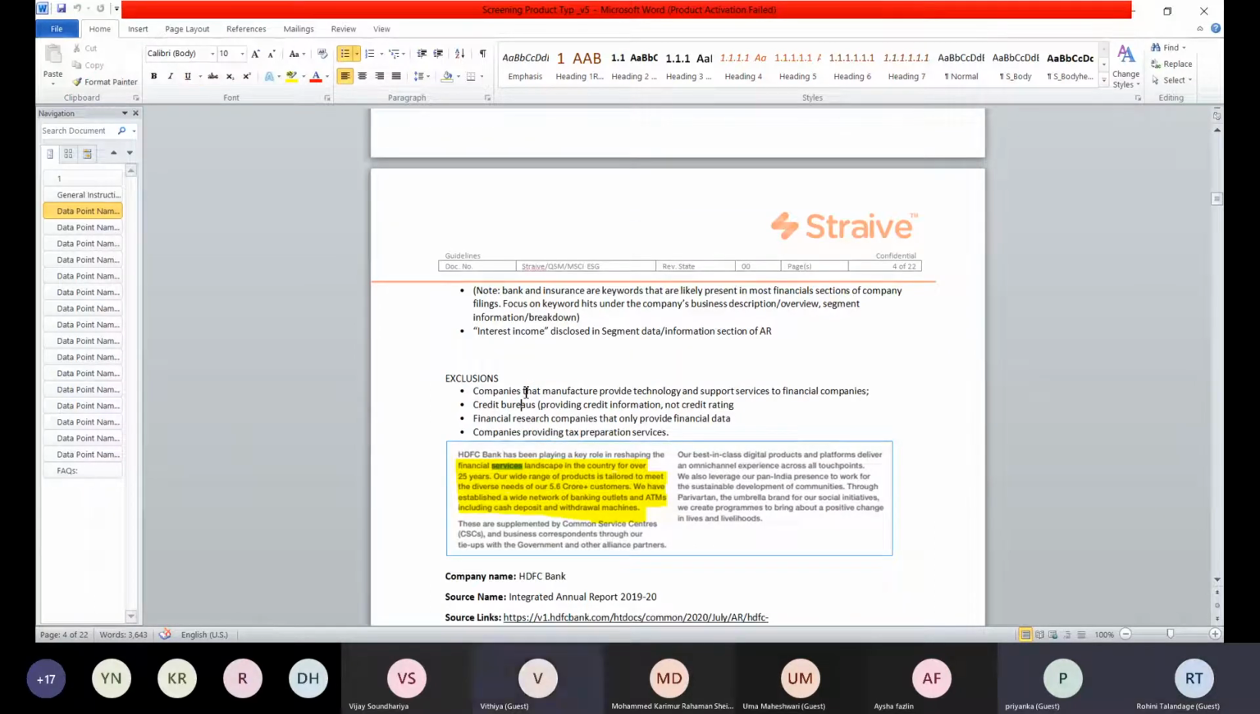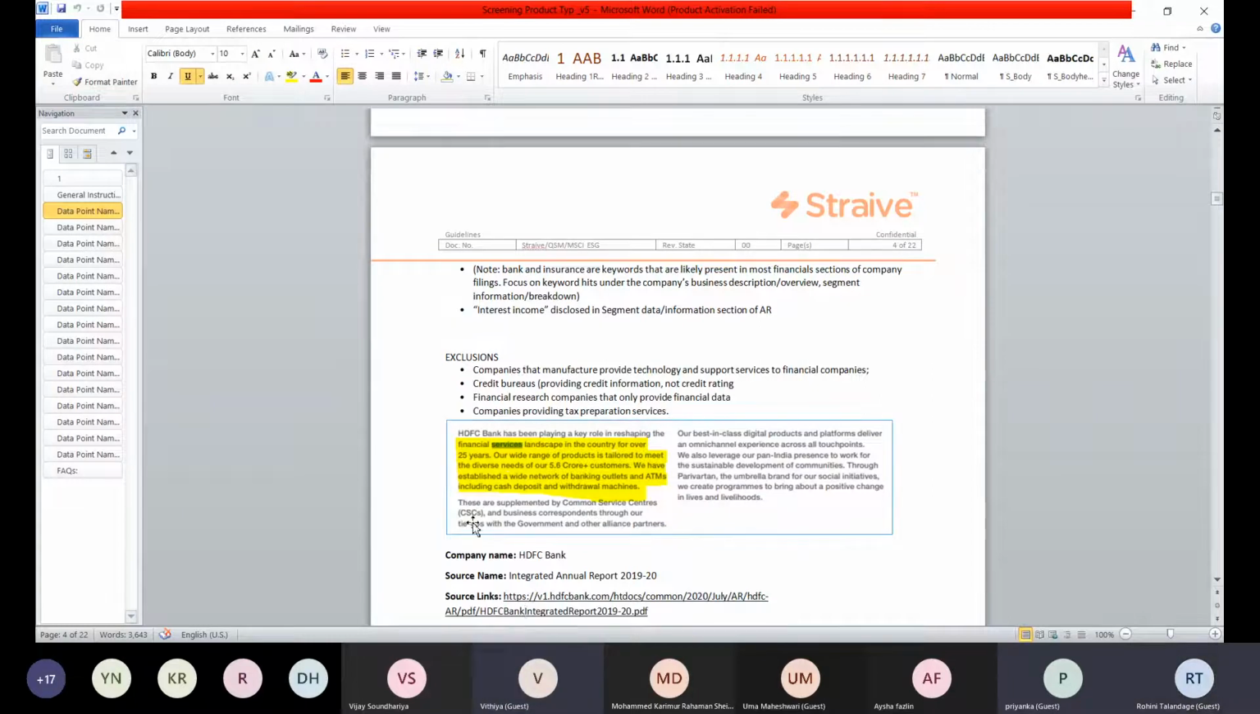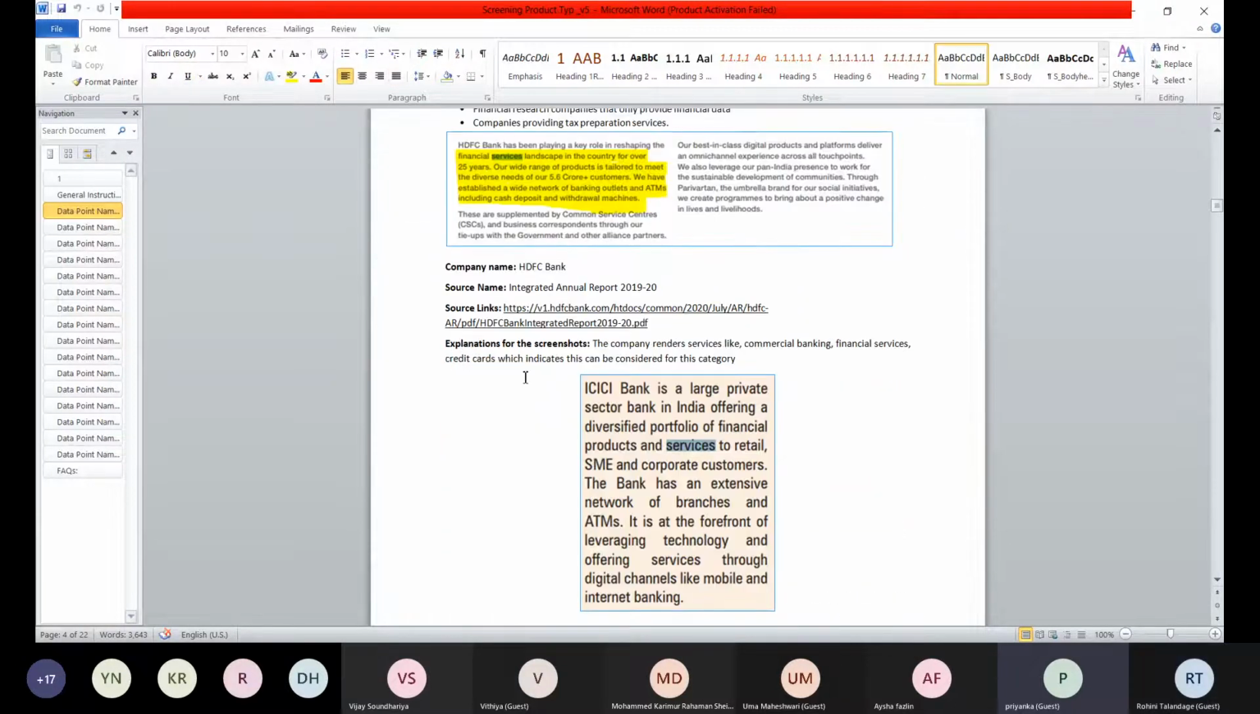Now, you can see here they have given one image. Here you can see HDFC Bank has been playing a key role in reshaping the financial services. HDFC is a bank, right? What they are saying is that they are providing the financial services. So in this case, we can mark yes.